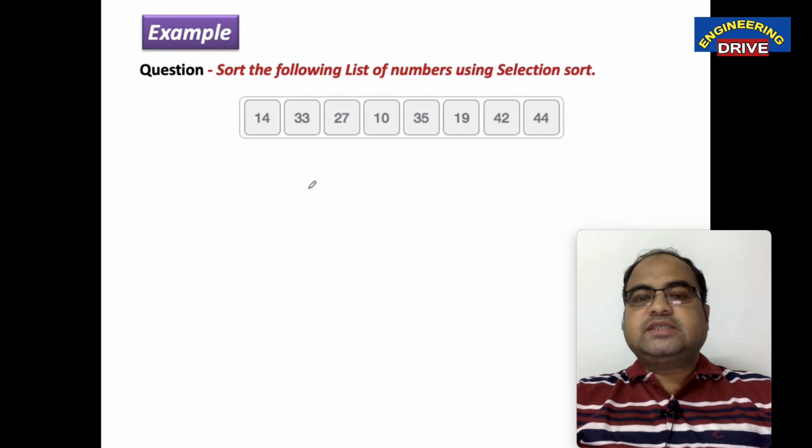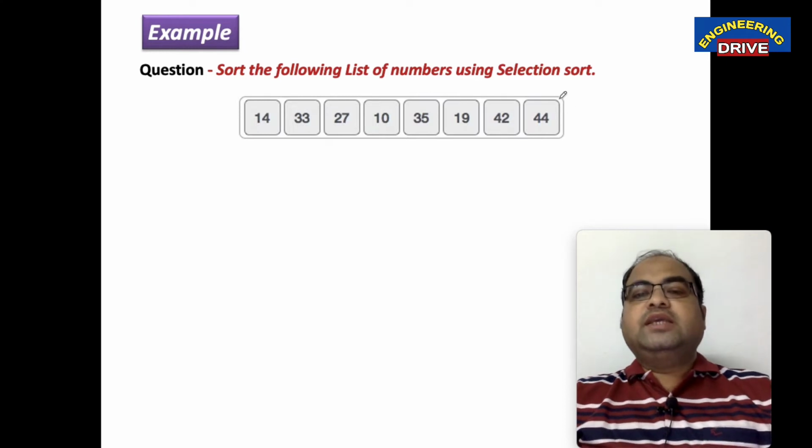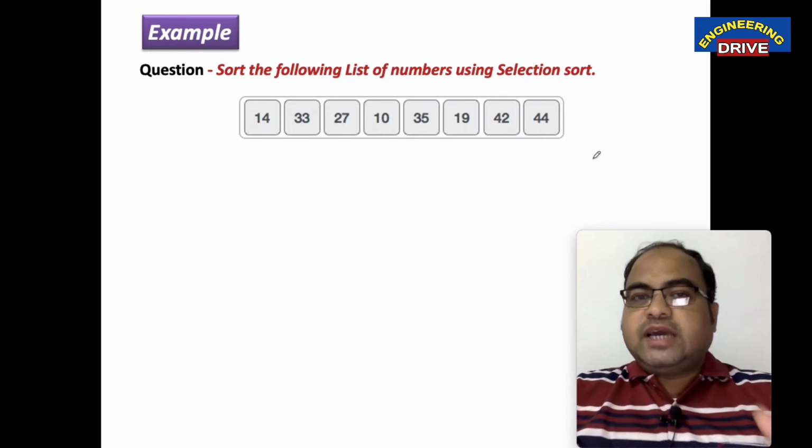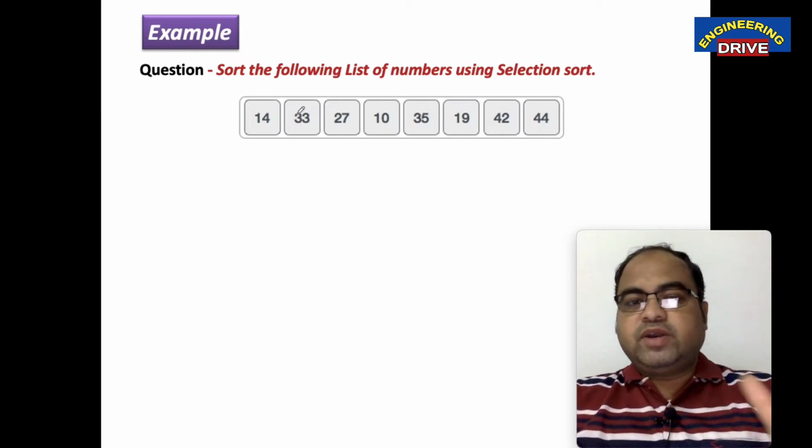Now this is a set of numbers. So how many numbers have I taken? 1, 2, 3, 4, 5, 6, 7, 8. These are the 8 numbers. Are they in sorted order? No, they are in unsorted order. This is our input now.